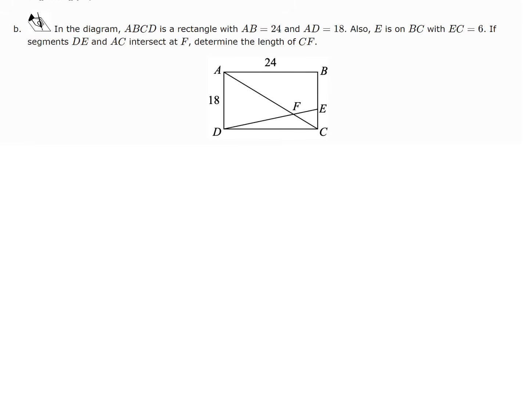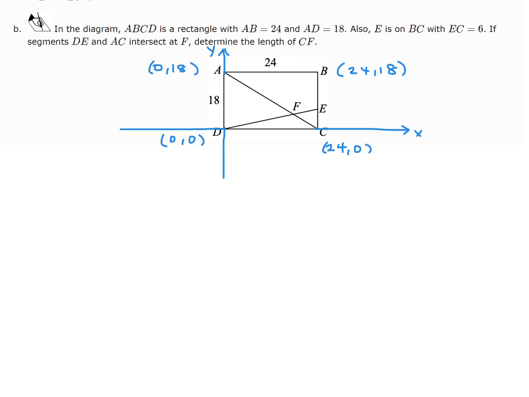So what I'm going to do is put this on a coordinate scale. So this is X, this is Y, and hopefully this will make a little bit of sense as I move along. So let's label this first. 0, 18 is the coordinates for A. Obviously D is the origin, the way I've drawn it. B would be 24, 18, I believe. And then C is 24, 0. E, well, we're going up by 6. They told me that. So that's going to be 24, 6, I believe.